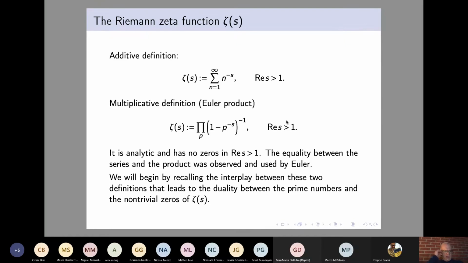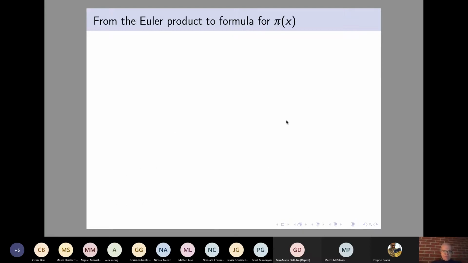And the interplay between these two definitions, that is what leads to the duality between the primes and the non-trivial zeros of zeta. And that is what I will start by recalling.